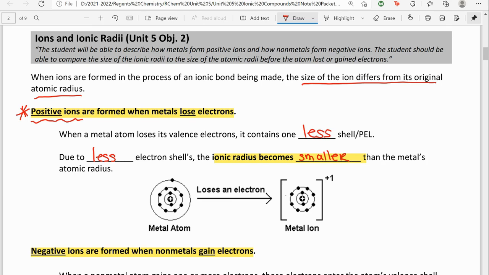So in that example of, say, sodium, 2-8-1, that's what it was as an atom. When I form a positive 1 ion, I'm now going to have the configuration 2-8-0. So instead of having 3 shells, it now only has the 2 shells. Okay, so due to less electron shells, the ionic radius is going to become smaller than the metal's atomic radius. So positive ions become smaller than their original atomic radius. And that's just there because, again, you have one less electron shell, so there's one less layer there.